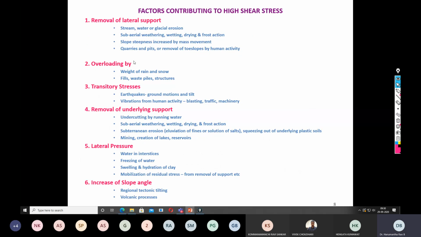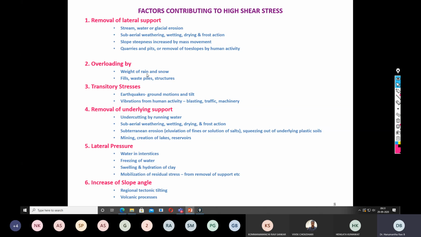shear strength and decrease in the shear strength. So, factors contributing to high shear strength, removal of lateral support. This is most important for a geotechnical engineer. If anybody is asking about some kind of remediation action, sir, there is a slope failure, what could be the possible remediation action? So in terms of improving the shear strength or in terms of putting some new structure where it impedes the causing of slope failure. So removal of lateral support, stream, water and glacial erosion, and there are some other things. So you can go through it.